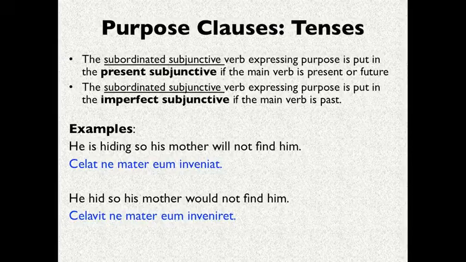Next we have he hid so his mother would not find him. The verb hid is in the past tense, or perfect, celavit. Again, we're using the negative particle ne. But because our main verb is in the past tense, we're going to use the imperfect subjunctive for our subordinated subjunctive clause. So we have the subjunctive invenieret. Okay, that's our brief introduction to purpose clauses.